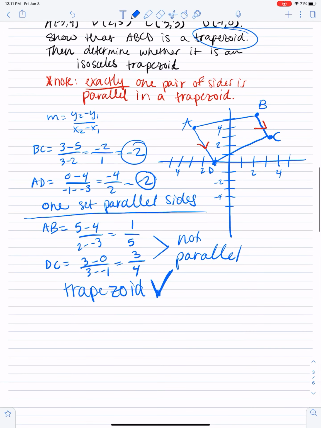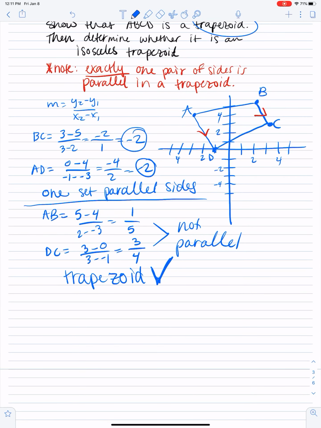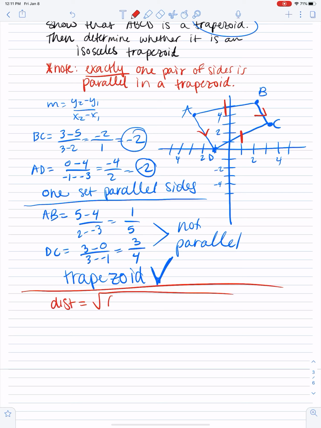And then the next thing is we have to determine if it's isosceles or not. So go back to the picture. We can see that AB needs to be congruent to DC. So this leg needs to be congruent to that one up there. So we're going to try and prove that. Let's go ahead and find the distance. Remember, the distance formula is the square root of the x's squared and the y's squared.